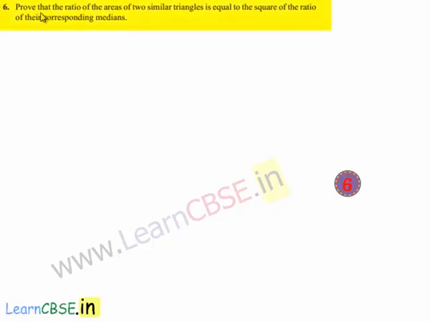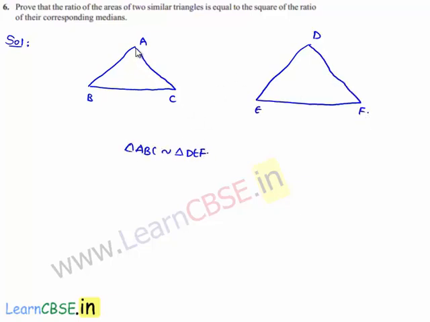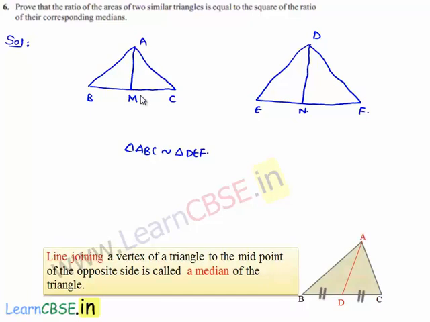Moving on to the sixth question. Prove that ratio of the areas of two similar triangles is equal to the square of ratio of its corresponding medians. Moving to the solution. Let us consider two triangles ABC and DEF which are similar. Now in this, let us assume that AM and DN be the medians from A to M and D to N in triangles ABC and DEF respectively.